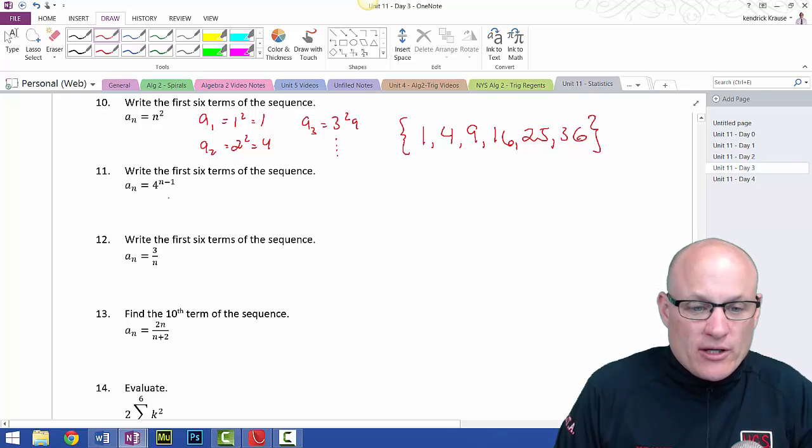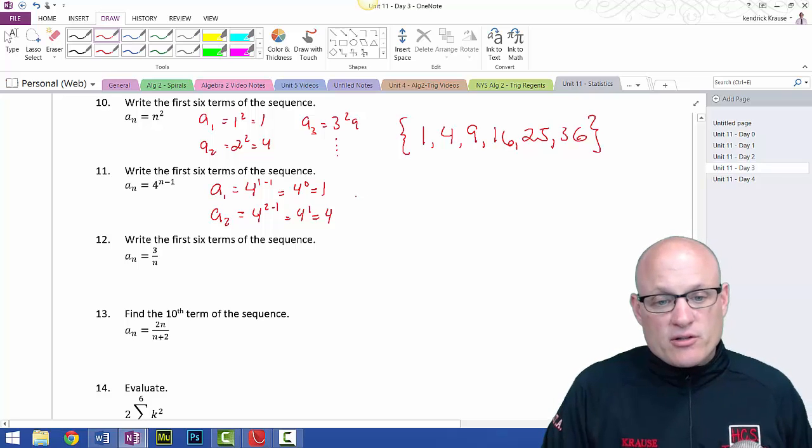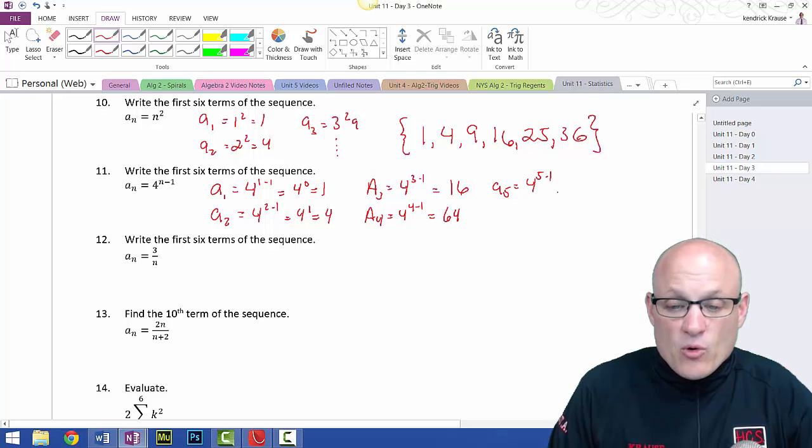Write the first 6 terms of this sequence. Let's see. A sub 1 is equal to 4 to the 1 minus 1. That's 4 to the 0, which is 1, I think. A sub 2 is equal to 4 to the 2 minus 1, which is 4 to the 1, which is 4. Uh-oh, it's going to start getting crazy. No, it's not. A sub 3 is 4 to the 3 minus 1, which is 2, and this would be 16. A sub 4 would be 4 to the 4 minus 1, which would be 3. That would be 64. A sub 5 is 4 to the 5 minus 1, to the 4th power.